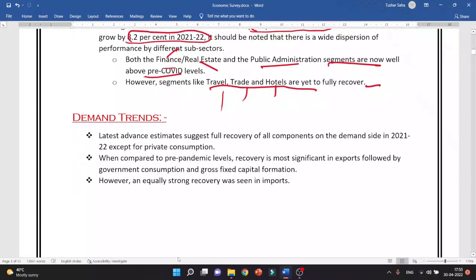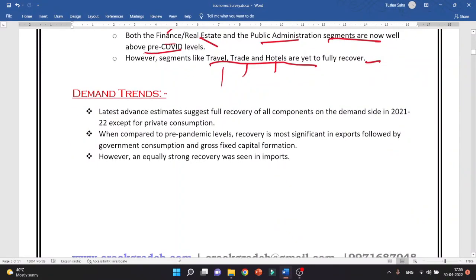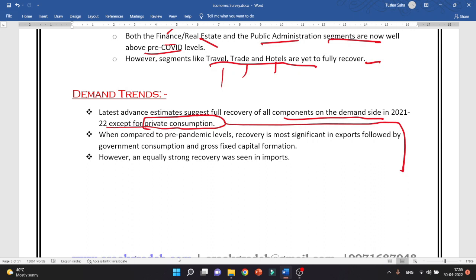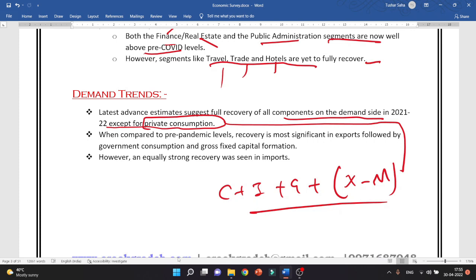Okay. Then comes the demand trends. Okay. Latest estimates suggest full recovery of all components on demand side in financial year 22, except for private consumption. See, now private consumption. So you remember the expenditure method of calculating GDP? C plus I plus G plus X minus M. I hope you remember it. What is private consumption? This C component, right? The C component is the private consumption.